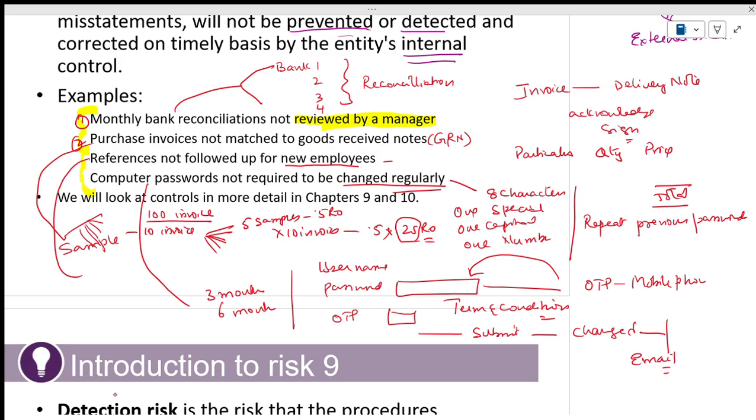This is nothing but the control risk, individually as well as in terms of aggregate. Very important to understand. Is it okay with you? Yeah. Fine. Now, the more you people ask questions, the more clarity there will be.